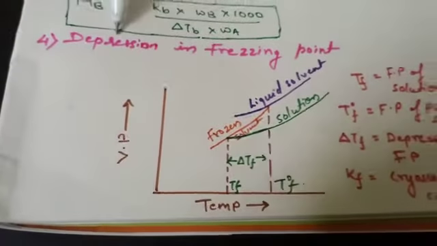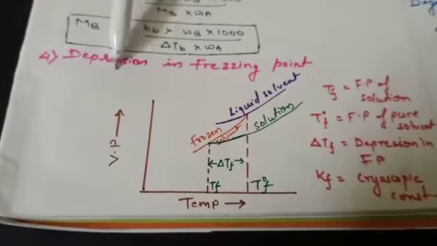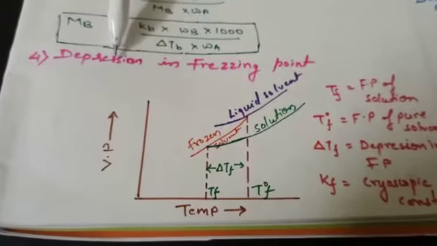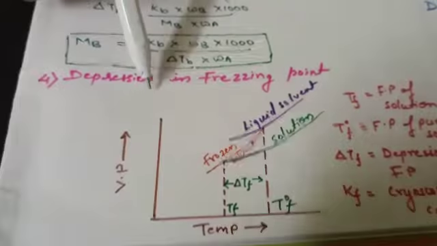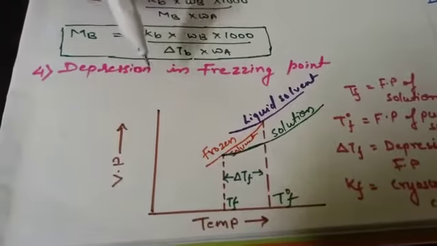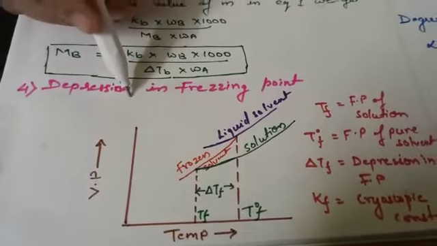Now the next topic is depression in freezing point. Depression means decrease in freezing point. Freezing point of solution is less than that of the solvent. For example, if you are going to freeze water, it will freeze at 0 degrees centigrade, but to freeze a salt solution, it requires less temperature than that.